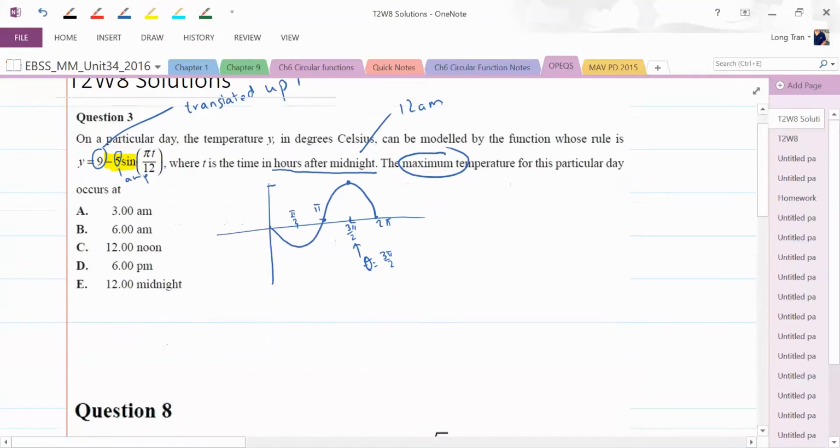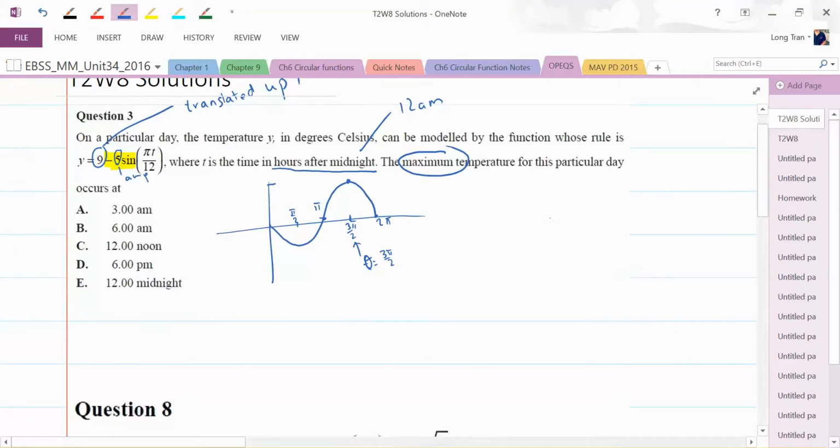So now we want y equals 9 minus 5 sine of pi t on 12. For it to be a maximum, we know the angle has to equal 3 pi on 2, because the maximum occurs at 3 pi on 2. So pi t on 12 needs to equal 3 pi on 2. If you multiply both sides by 12, you get 36 pi on 2, and then divide both sides by pi, and you get 18.